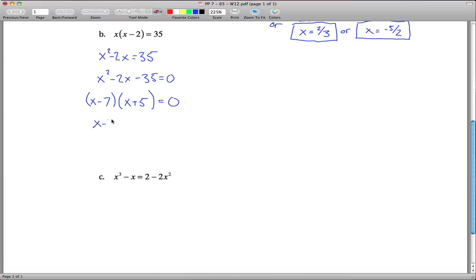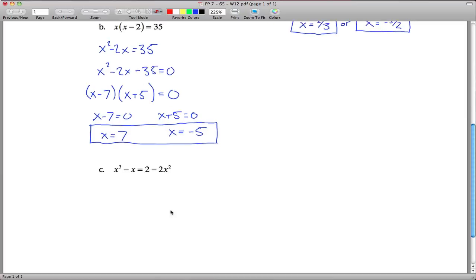This tells us that x minus 7 equals 0, or x plus 5 equals 0. So either x equals 7 if we add 7 to both sides, or x equals negative 5 if I subtract 5 from both sides. And we got some answers.